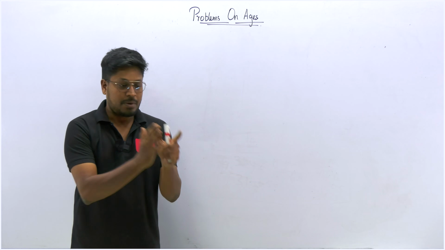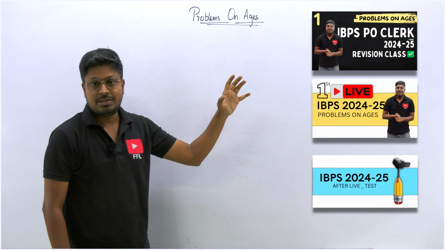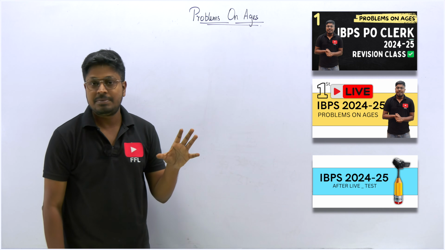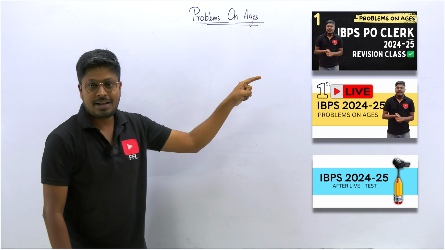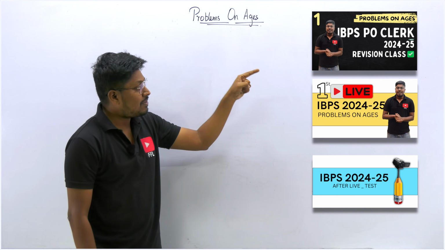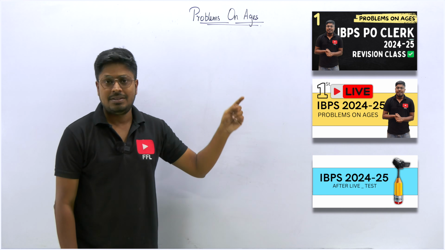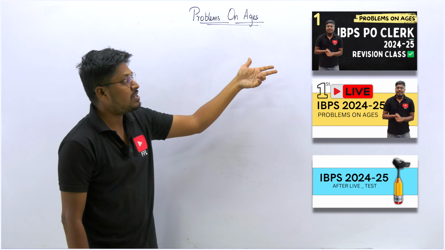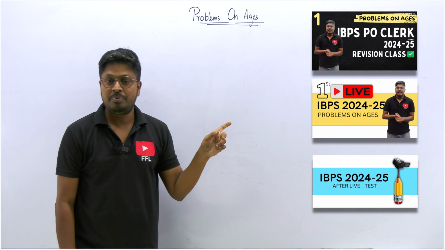So the first topic is problems on ages. I've posted a revision class video telling you all the important concepts, so I hope you have watched the revision class, and then attended the live class. In that live class we solved 20 questions. After the live class I told you to write the test: 20 questions as a test, not the same questions. So 20 different questions in the live class, and 20 different questions in the test. I hope you have taken the test.